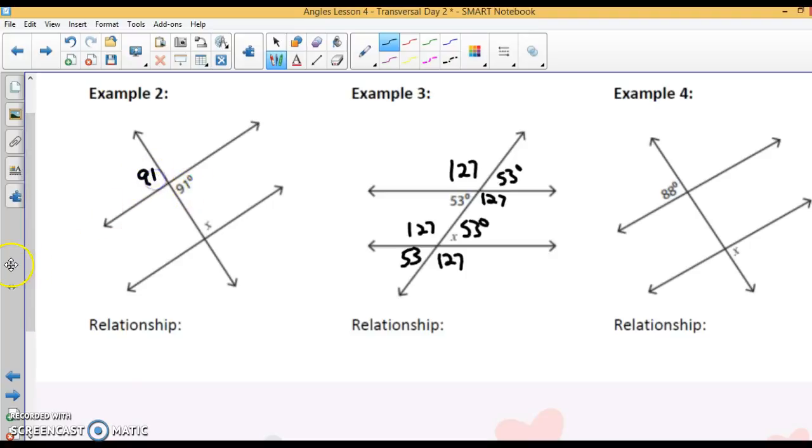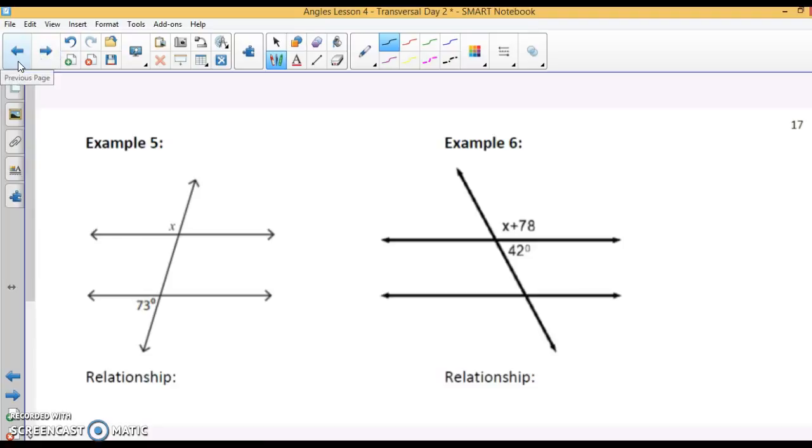This is going to be 91. This is going to be 89 because those two are a linear pair, 89. Slide this down into the clumps. 89, 91. So these two angles are same side interior. They are supplementary, so x is 89. You can do it by knowing that they're supplementary, or you can do it by finding all the angles.